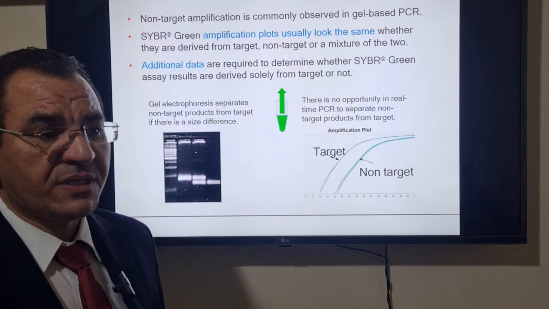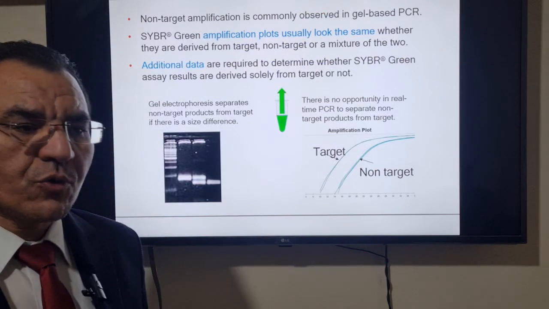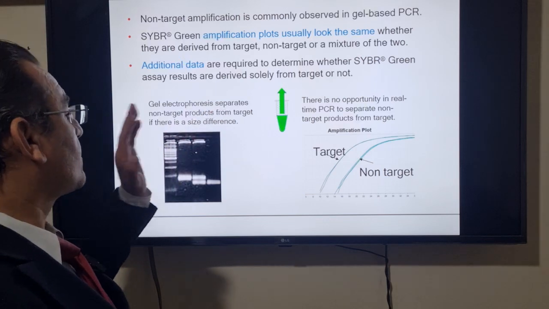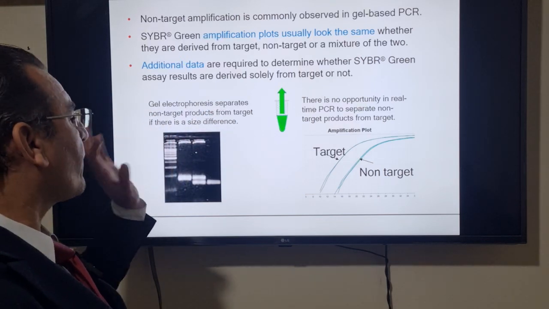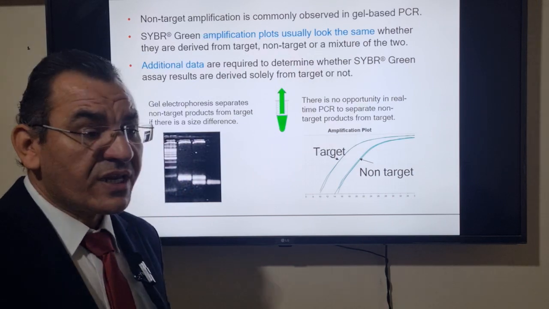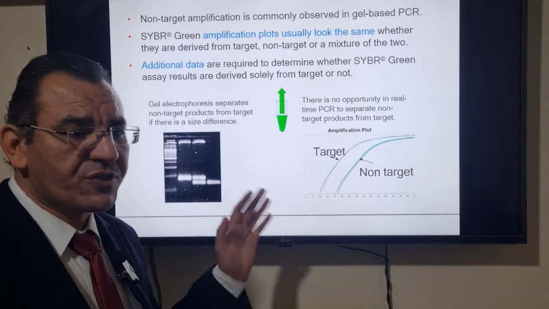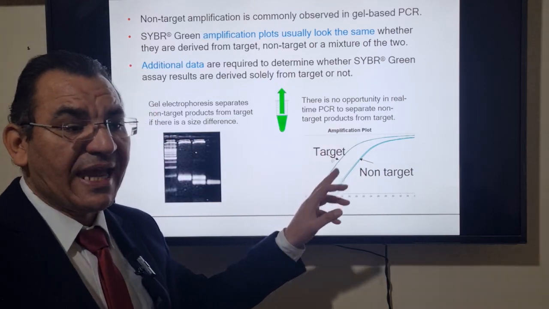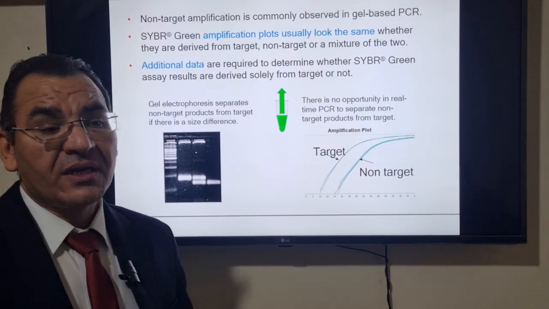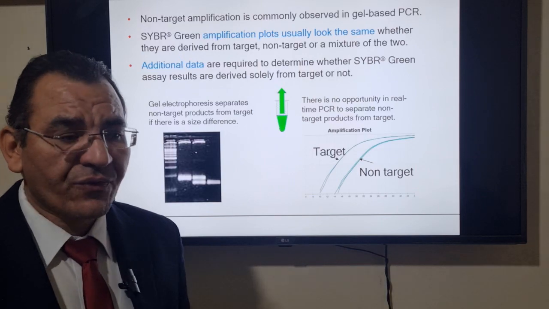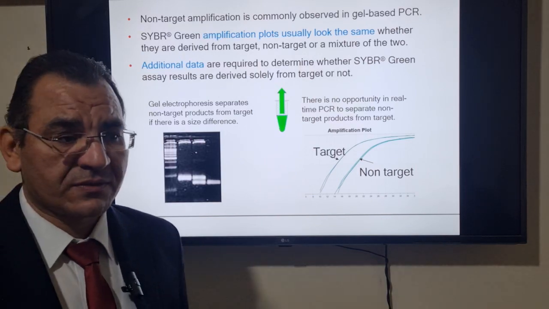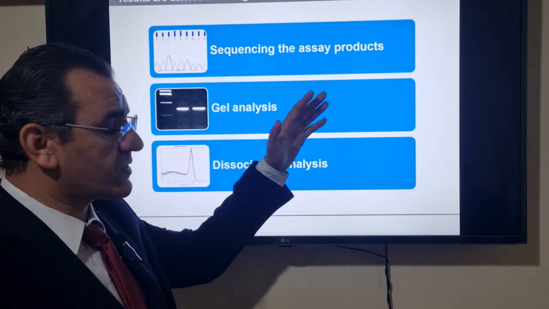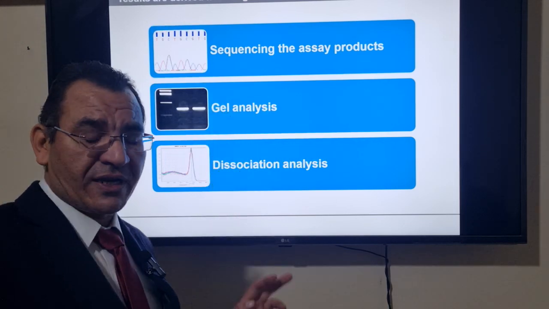Non-target PCR amplification is commonly observed in gel-based PCR, and gel electrophoresis separates non-target products from target if there are size differences. There is no opportunity in real-time PCR to separate non-target from target amplification. Additional data are required to determine whether SYBR Green assay results are derived solely from the target or not. These additional data include sequencing the assay products, gel analysis, and dissociation curve analysis.